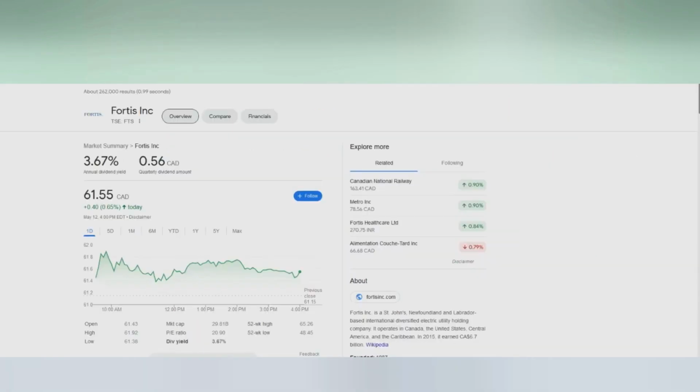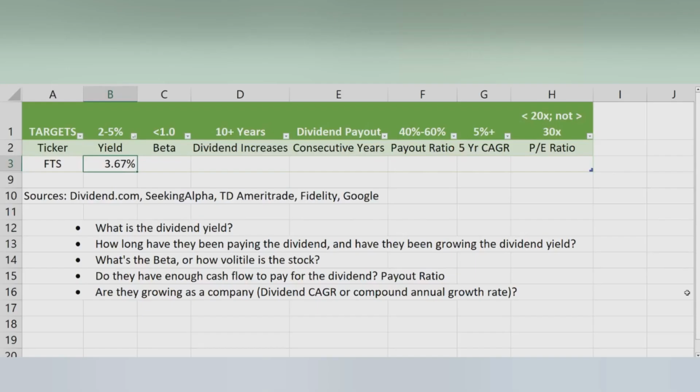Now, another place you can go, let's say you don't have a brokerage, is just Google it. And so you could just say FTS dividend yield, and boom, right there, the annual dividend yield comes up. So now we know what the dividend yield is for Fortis, 3.67. So that's going to be what the company is going to pay you out every quarter or every month. And my target is between 2 and 5% on really good long-term holds.